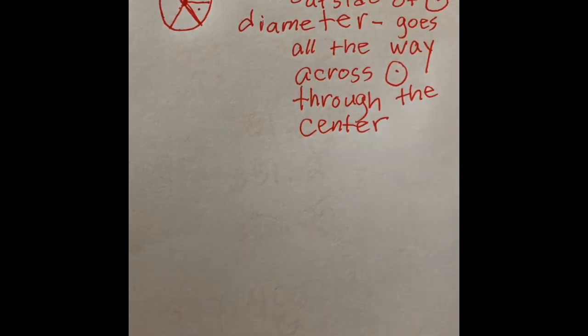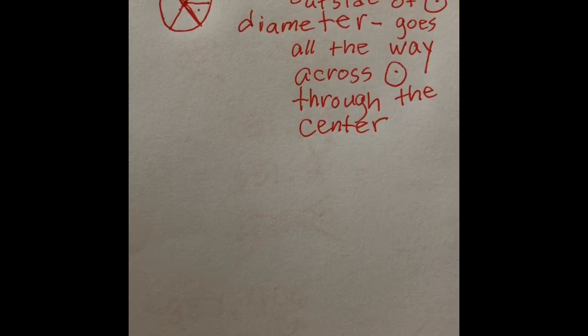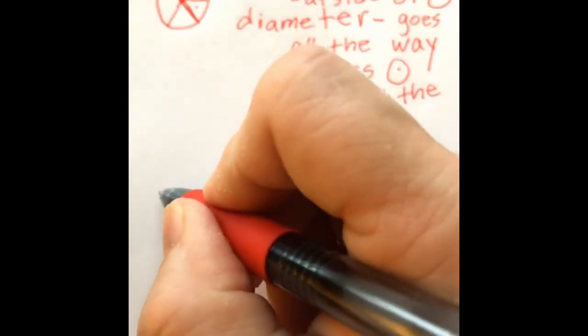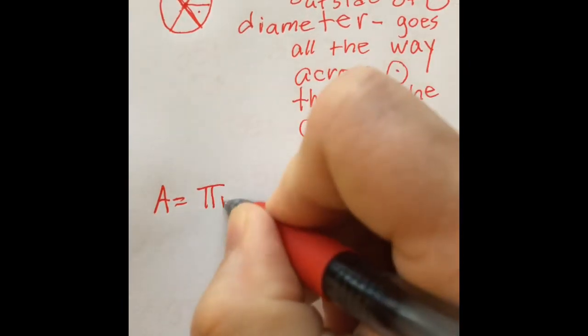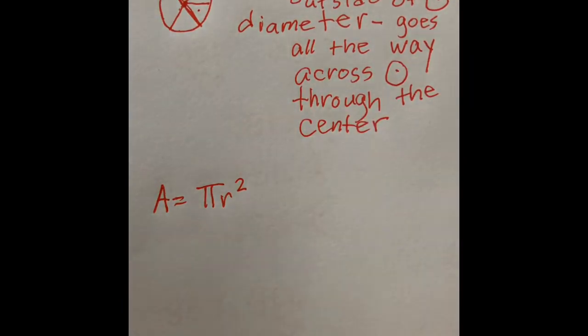If you're taking your notes, you can pause the video and write this down. Then start it again when you're ready. Okay, there are three formulas we need to know in order to find the area and the circumference. One is area equals pi r squared. So that's the one we're going to use whenever we want the area.